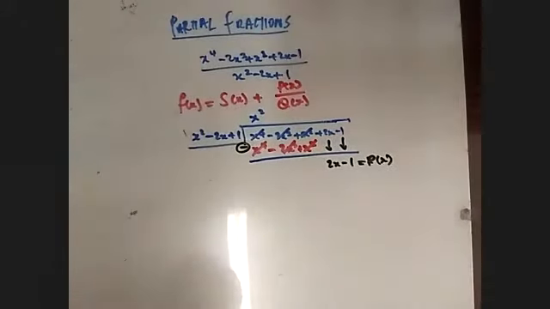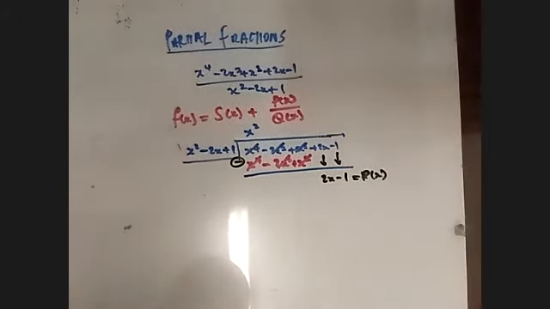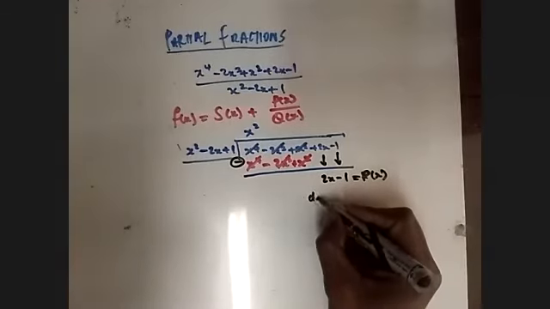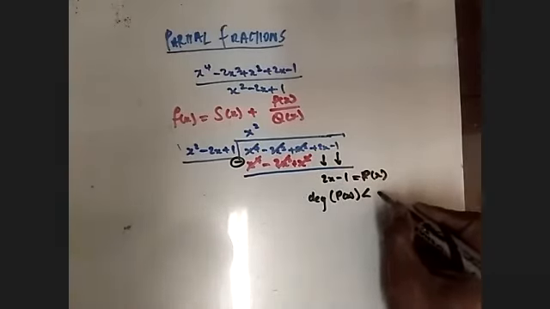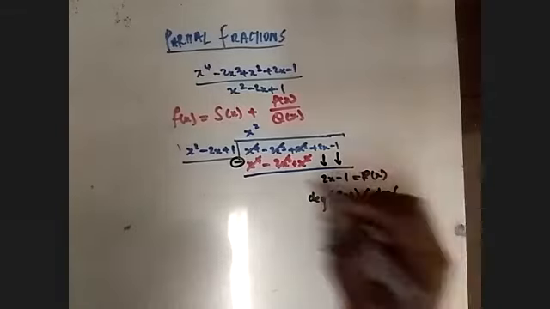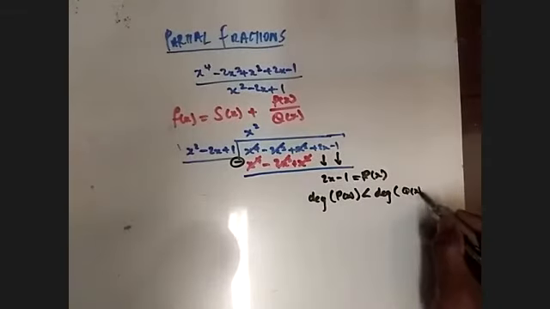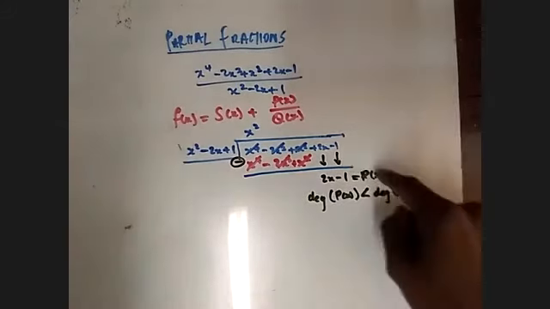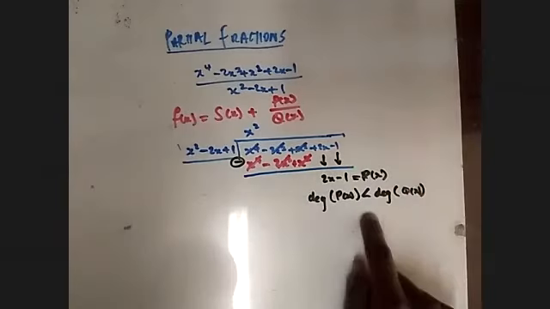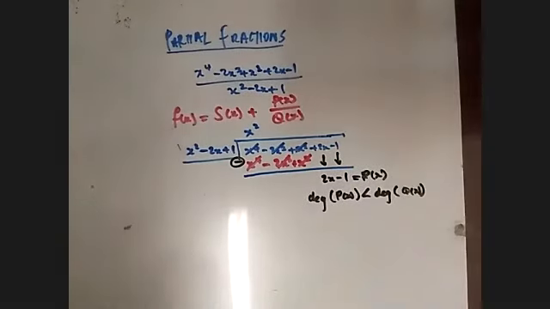So the thing that we have to look at now is the degree of p of x. Is it less than the degree of the denominator, which is q of x? Is this condition met, guys? Is the degree of the numerator p of x less than the degree of q of x?